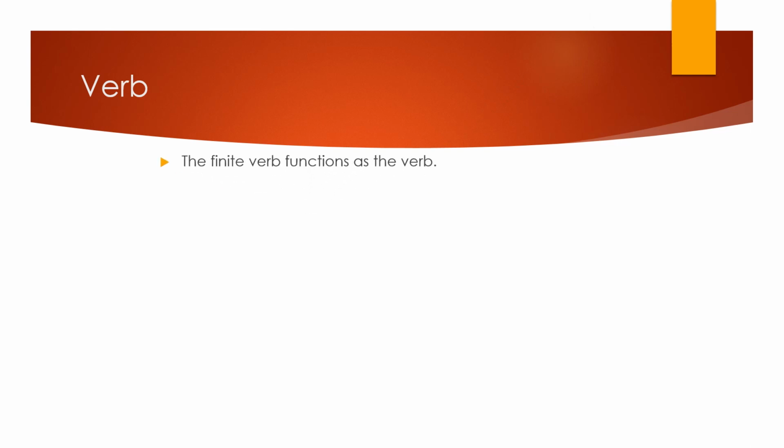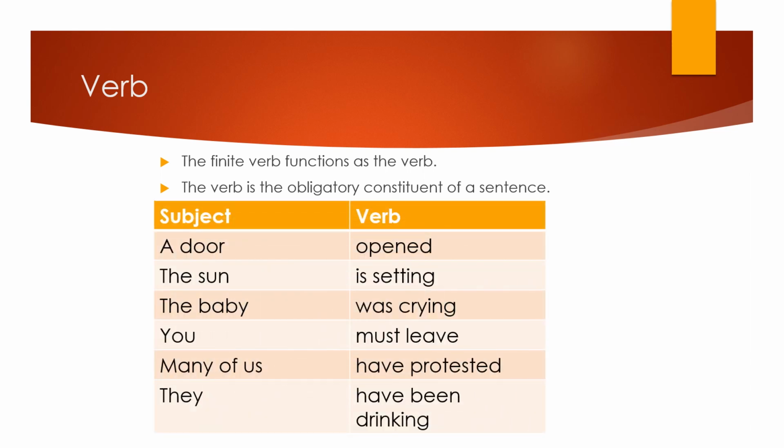The verb. The verb phrase functions as the verb. The verb is the obligatory constituent of the sentence. Subject and verb: A door opened. The sun is setting. The baby was crying. You must leave. Many of us have protested. They have been drinking.